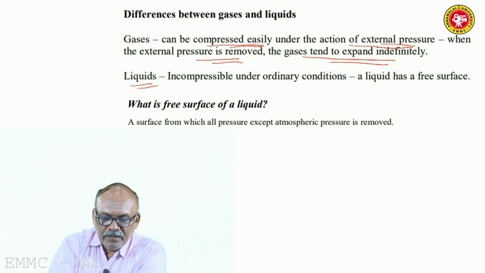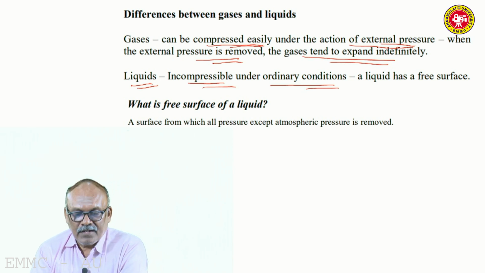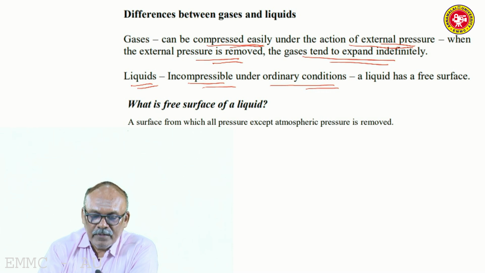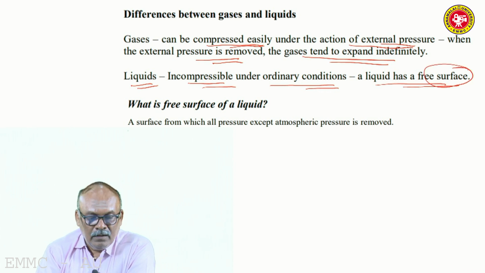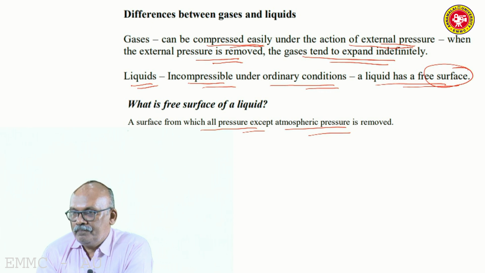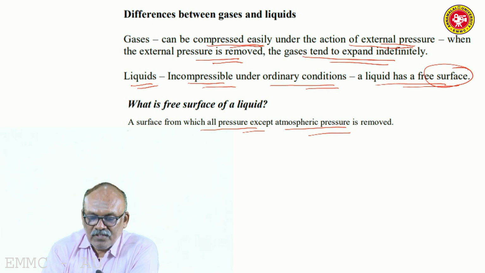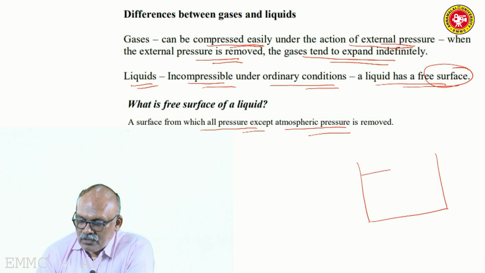Whereas the liquids are generally incompressible under ordinary conditions, but they can be compressed under special conditions. So ordinarily the liquids can be considered as incompressible, and a liquid has a free surface. Now what is a free surface? A surface from which all pressure except atmospheric pressure is removed. Say for example, you consider a container in which water is stored to a depth or height h from the base.